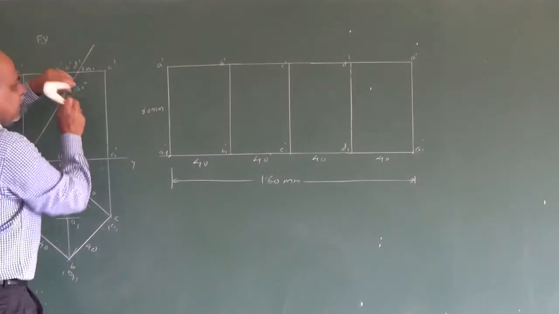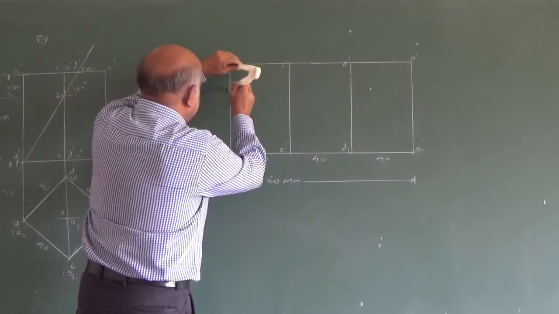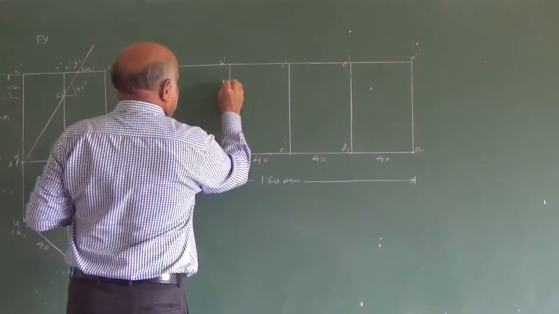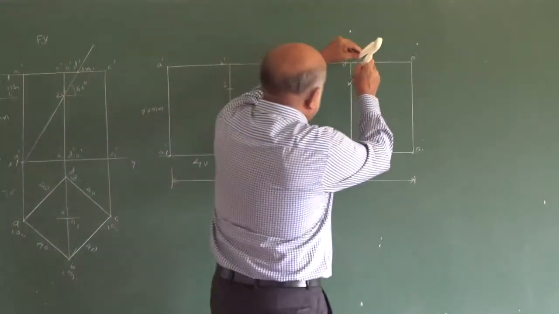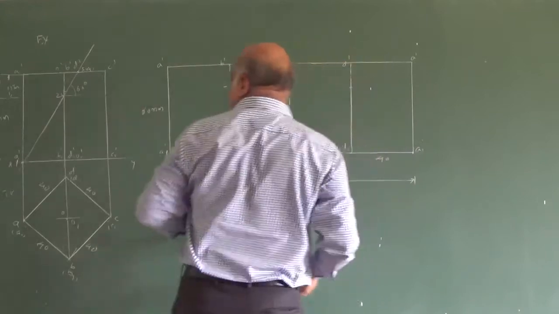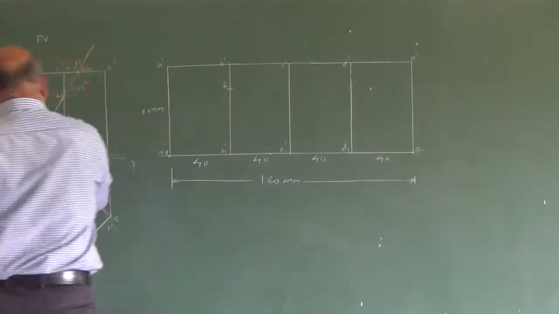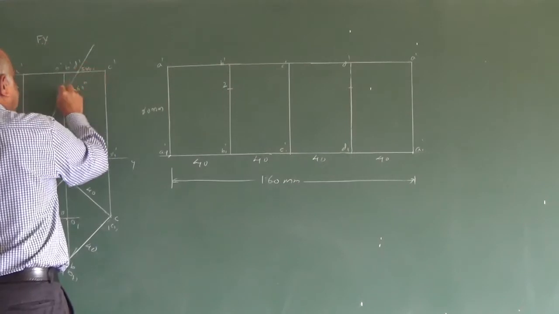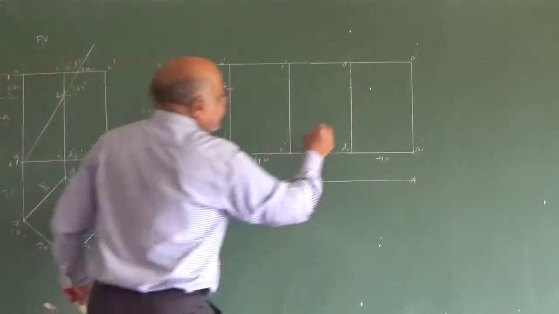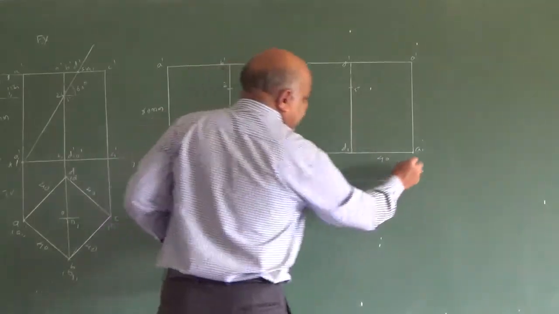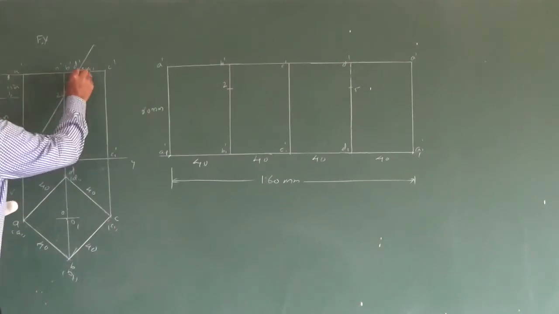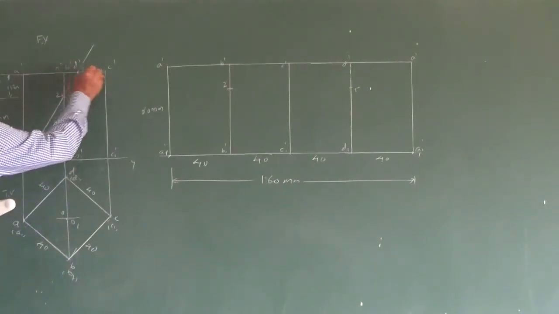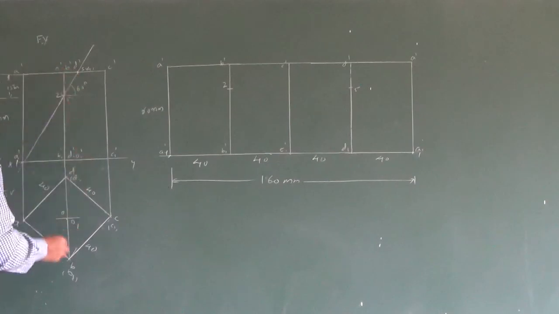So B1, this is 2, and similarly DD1 also, this is 1, 2, 3, 4, 5. This is 5, and once again this is 1. Last 1, and it is going to cut this C to B. Okay, it is going to cut this.